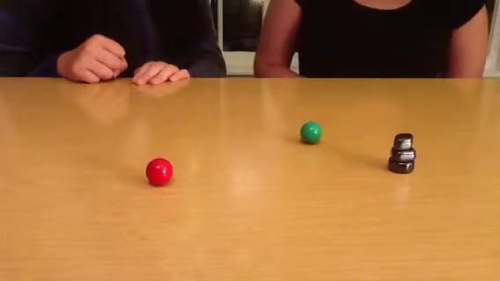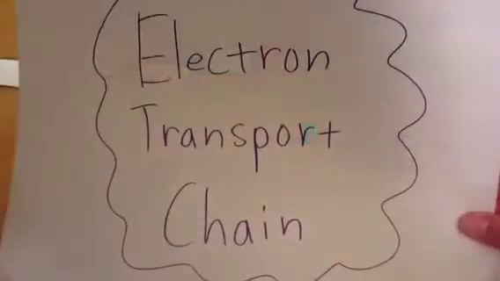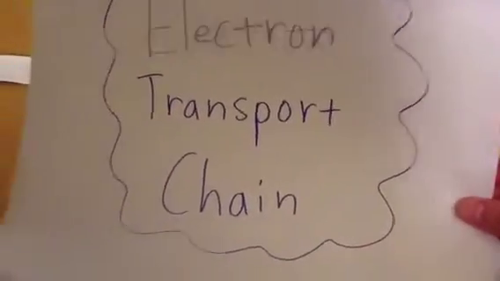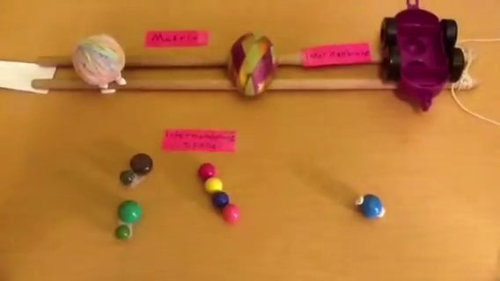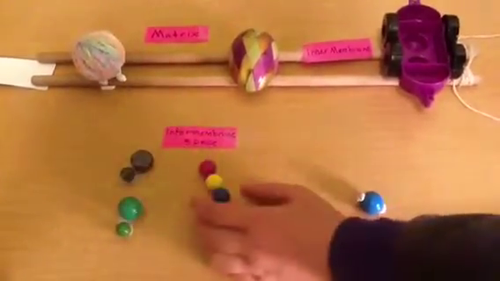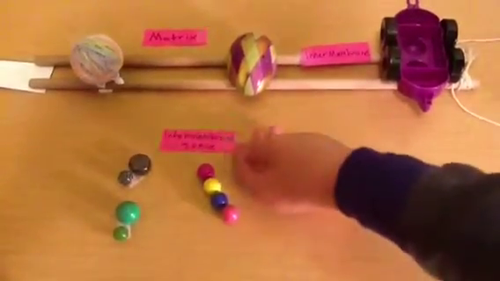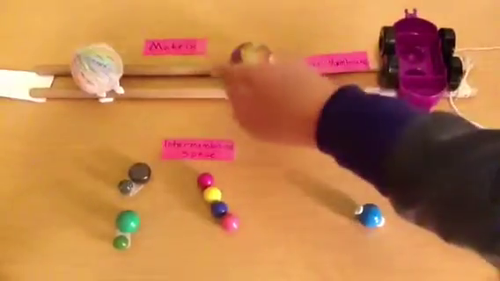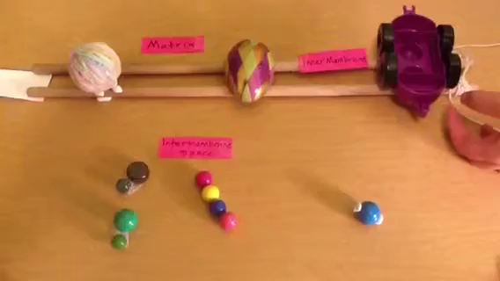Onto the electron transport chain. Now we are onto the electron transport chain. First, the NADH, FADH2, and the H+ go into the intermembrane space of the mitochondria. These are electron carriers, and this is ATP synthase.